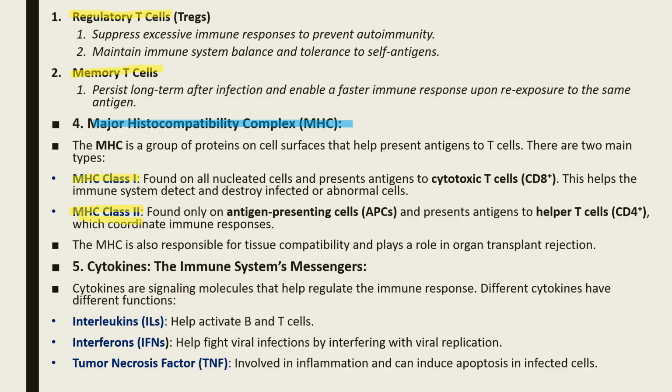Number 5 is cytokines, the immune system messengers. Cytokines are signaling molecules that help regulate the immune system. Different cytokines have different functions. Number 1 is interleukins, interferons, and tumor necrosis factor (TNF). Interleukins help activate B and T cells, while interferons help fight viral infections by interfering with viral replication. Tumor necrosis factor is involved in inflammation and can induce apoptosis in infected cells.